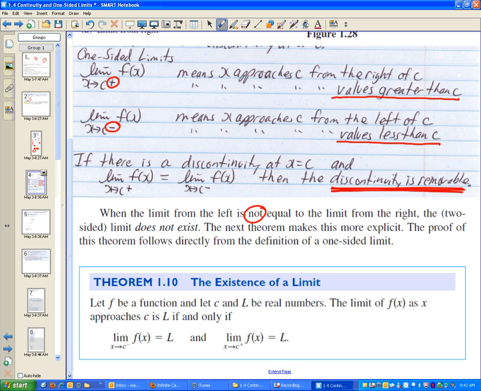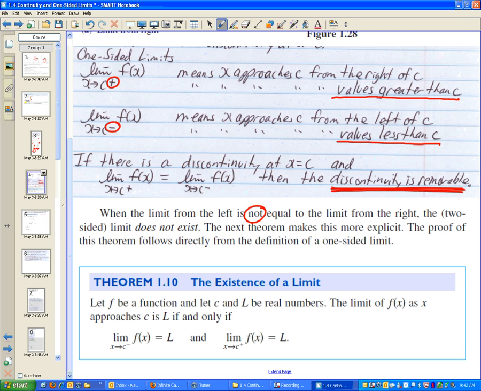Okay? So if the limit from the left equals 4, and the limit from the right equals negative 12, the limit does not exist. Okay? So the one-sided limits have to equal each other for the limit to exist. And that's what this next theorem says. It says the existence of a limit.